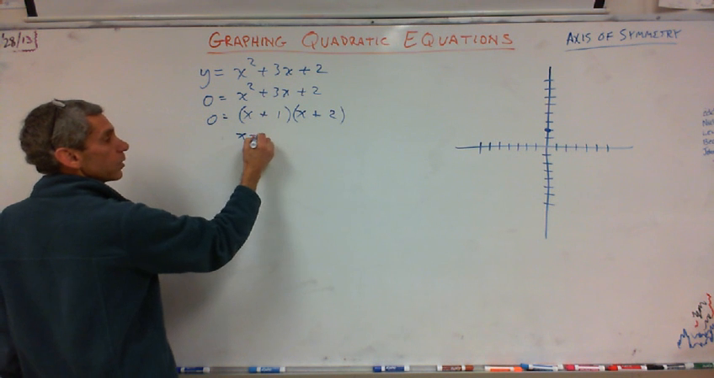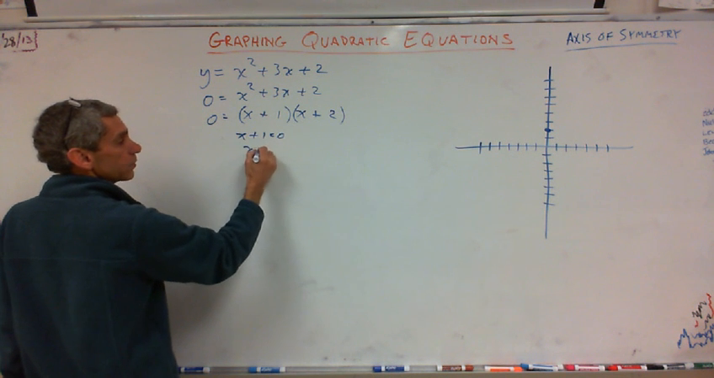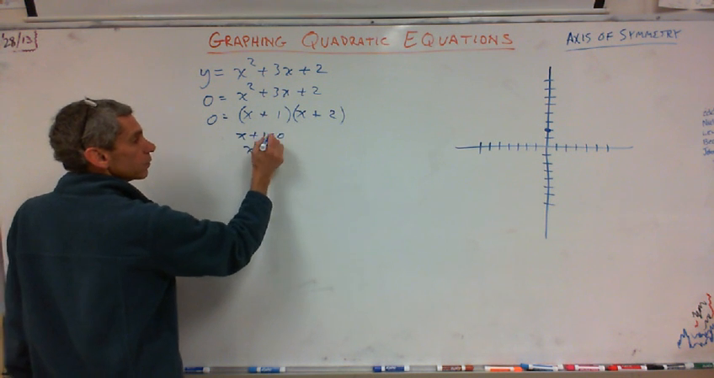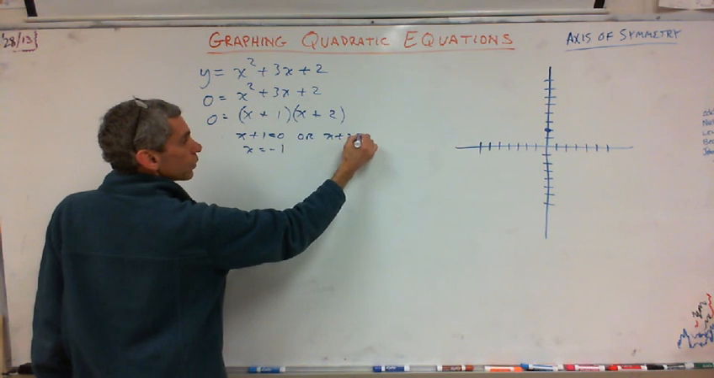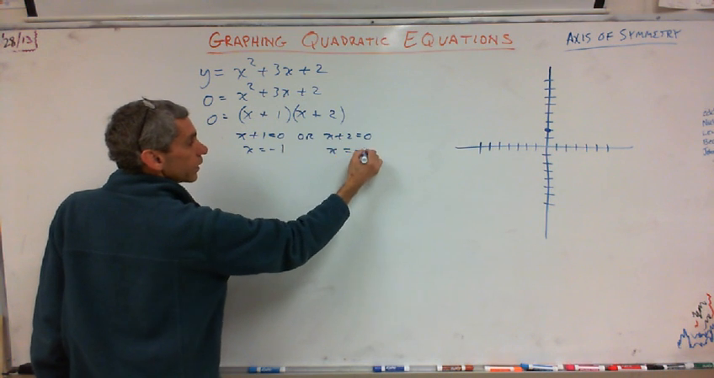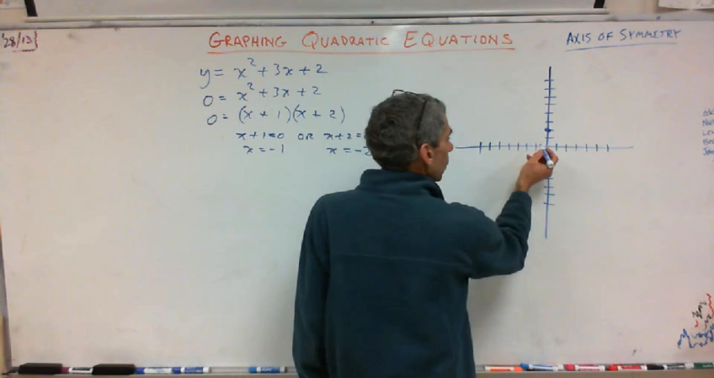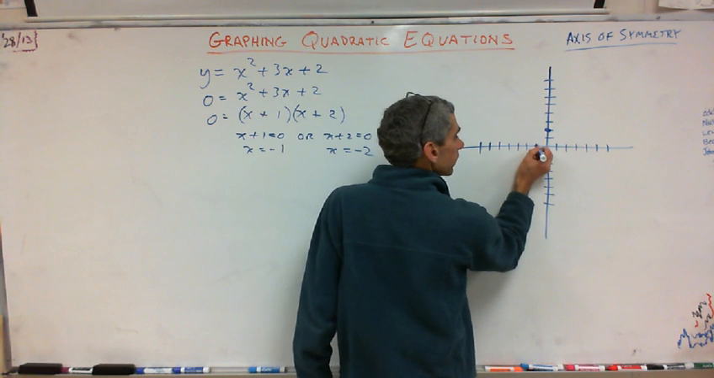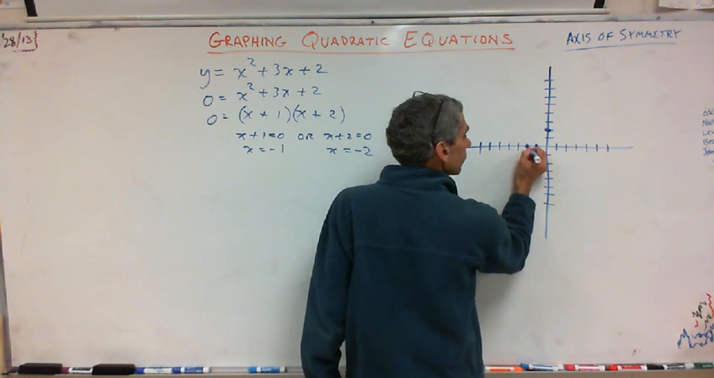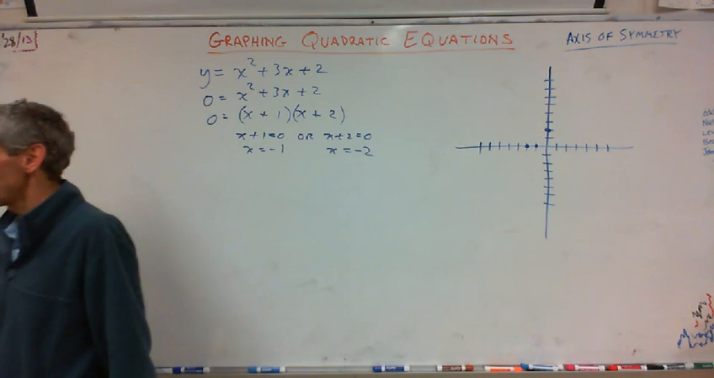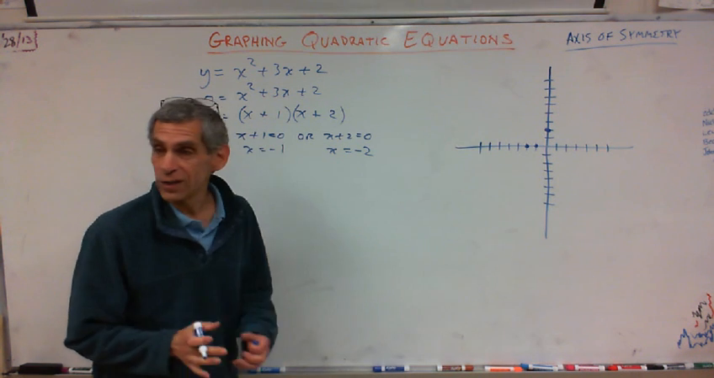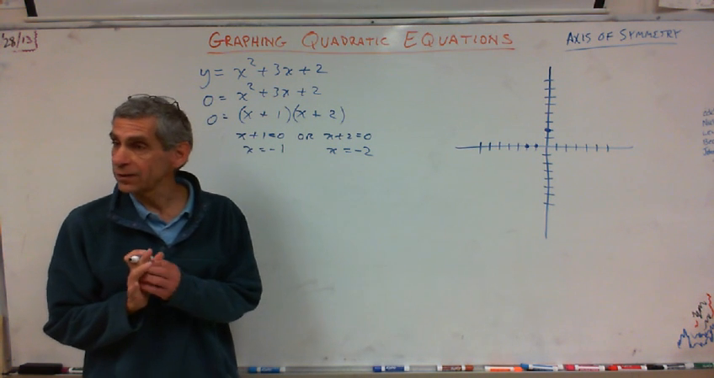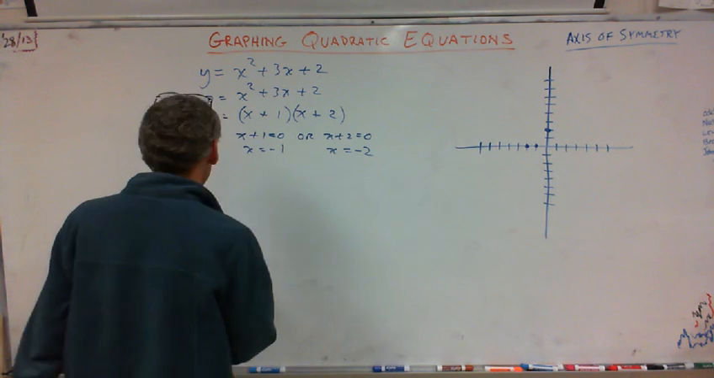So either x plus 1 equals 0, which means x is equal to -1, or x plus 2 equals 0, which means x is equal to -2. All right, so we know -1 and -2 are where it crosses the x-axis, right? That's interesting. Now let's find our vertex. Let's find our axis of symmetry. So let's do that first.